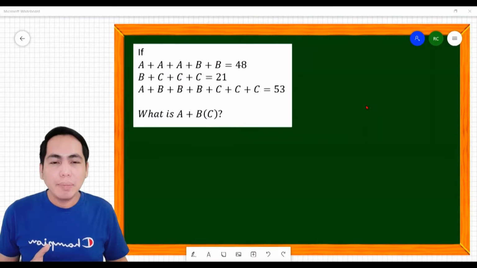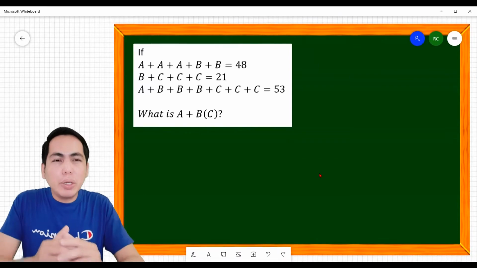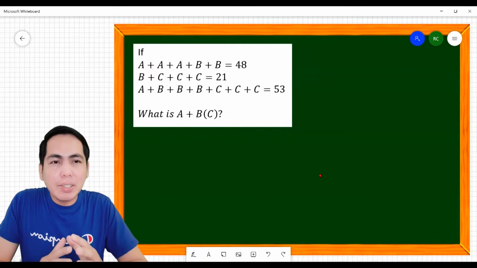So we have here, if A plus A plus A plus B plus B is 48, and B plus C plus C plus C is 21, and A plus B plus B plus B plus C plus C plus C is 53, what is A plus the product of B and C? If we are going to use the guess and check method, it will take us so much time. So in here, we are going to use addition, subtraction, and multiplication in order to solve this given puzzle.